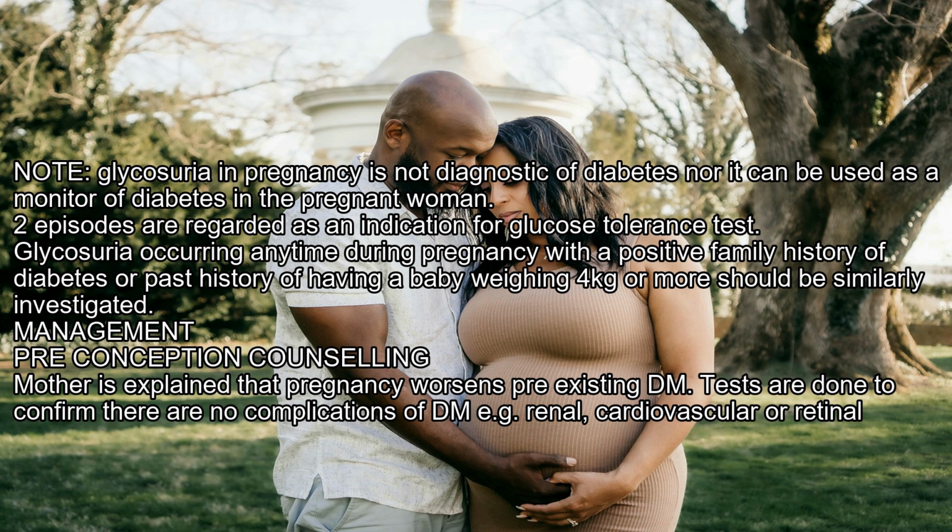Glycosuria occurring anytime during pregnancy with a positive family history of diabetes or past history of having a baby weighing 4 kg or more should be similarly investigated. Management. Preconception counseling. Mother is explained that pregnancy worsens pre-existing DM. Tests are done to confirm there are no complications of DM, e.g., renal, cardiovascular, or retinal.